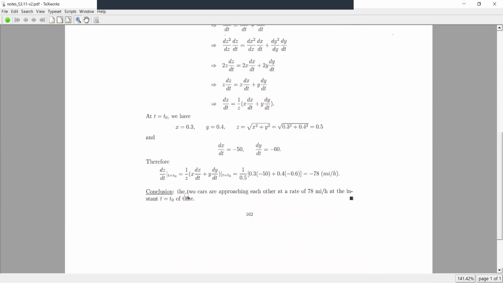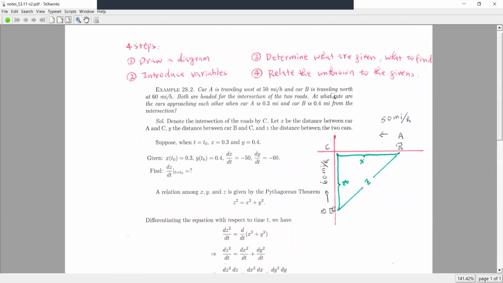Now, conclusion. The two cars are approaching each other at a rate of 70 miles per hour at the instant t0 of time. t0 is the instant when car A is 0.3 miles and car B is 0.4 miles from the intersection of the roads.